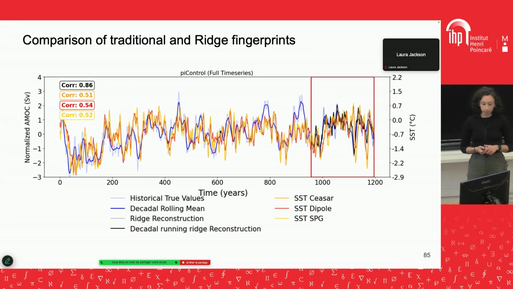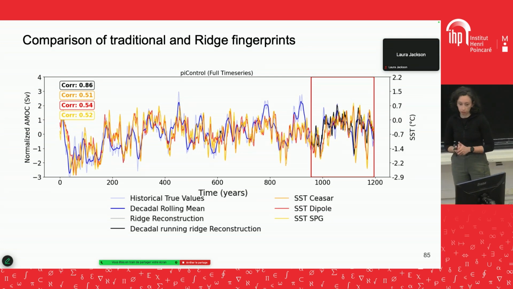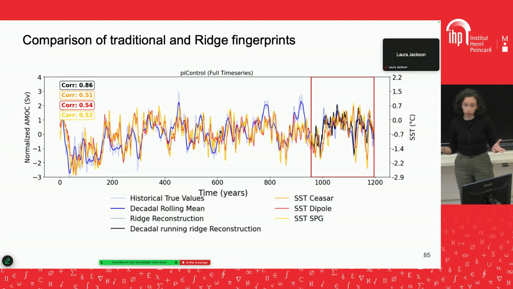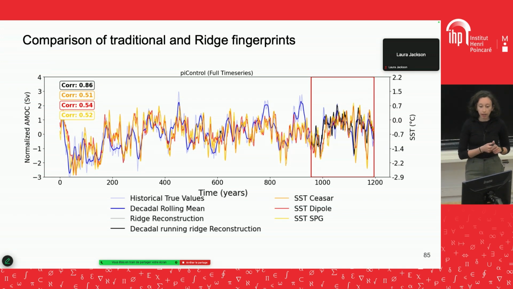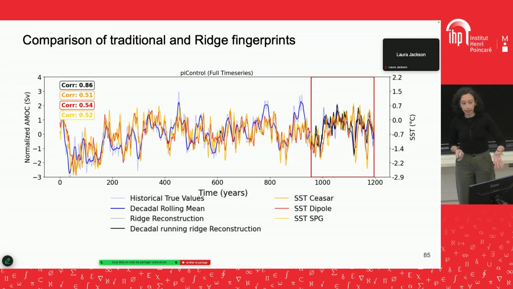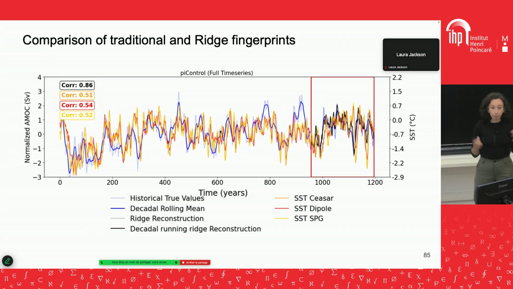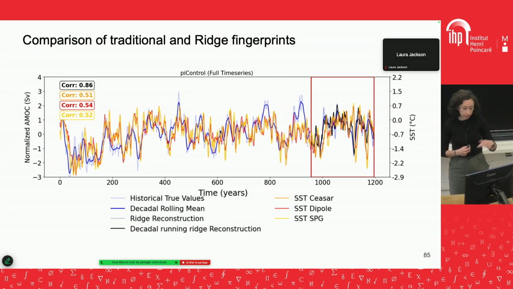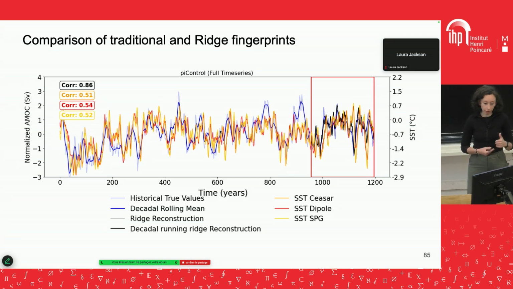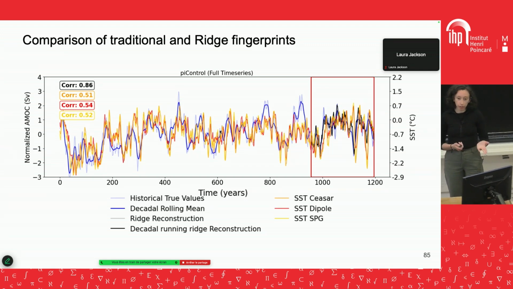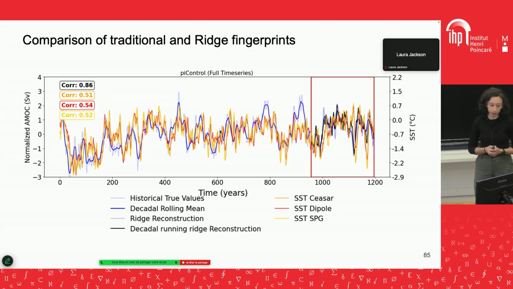Now here I compare the traditional fingerprints with the ridge fingerprint that I have just shown on the full PI control time series. X-axis is time. Y-axis is normalized AMOC. On the right-hand side of the y-axis, you have the SSD, because the fingerprints I have used are SSD indices. A perfect graph would map the blue bold line, the decadal rolling mean of the AMOC, one-to-one with the fingerprint. And as you can see, the correlation is highest for the ridge fingerprint at 0.86. That is the black quoted value.